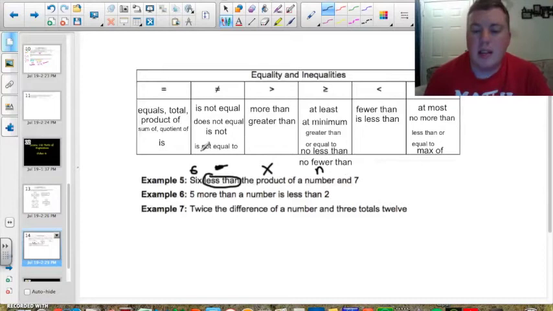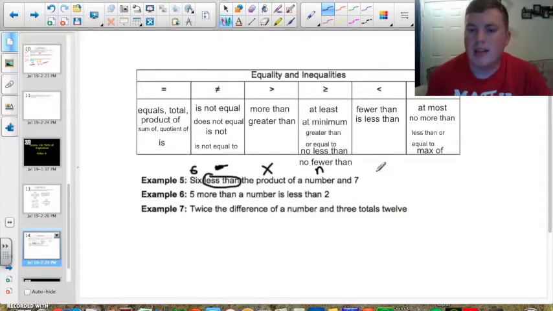Alright, so putting this together, we have 6 less than the product of a number and 7. So, order of operations, we would want to do our multiplication first. So the two things that we're multiplying together is the product of the number and 7.